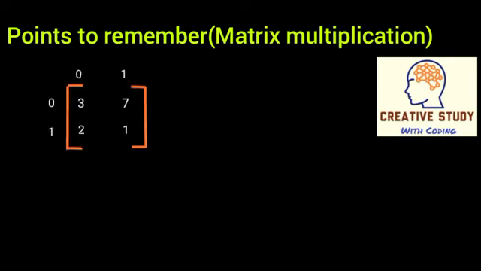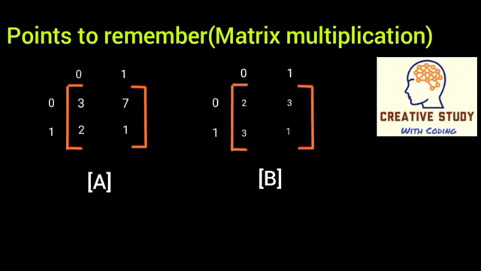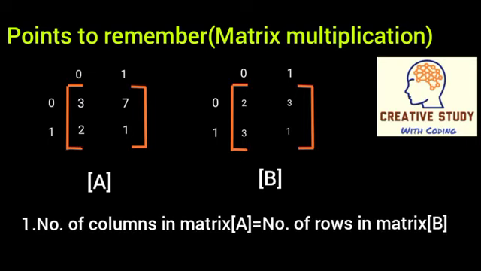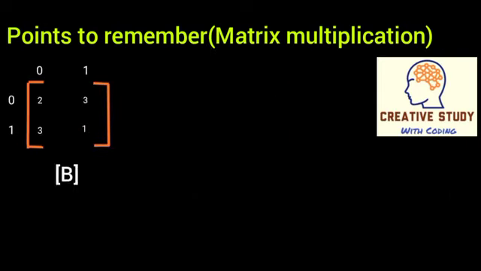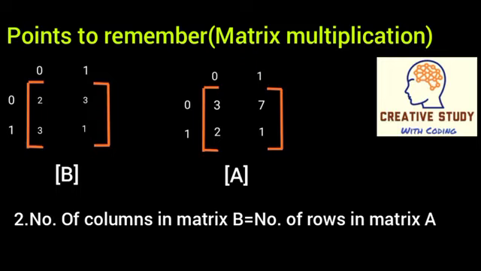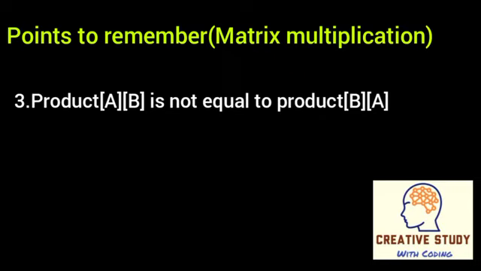If there are two matrices, matrix A and matrix B, then their product can be obtained only when the number of columns in matrix A is equal to the number of rows in matrix B. Similarly, when matrix B is multiplied by matrix A, then the number of columns in matrix B must be equal to the number of rows in matrix A. And the most important thing to remember is that in matrix multiplication, product AB is not equal to product BA.